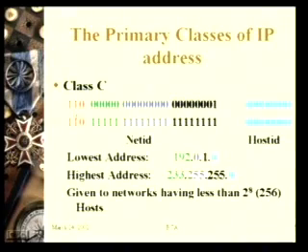The third category of IP addresses is the Class C address, which is quite common in India. It starts with 110, that means 192.0.1.0 onwards till 233.255.255.0, given to networks having less than 2 to the power 8, that is 256, hosts. Whenever you go to an ISP, you are given 5, 10, 6 different internet addresses. You will find most of them are in the Class C category.